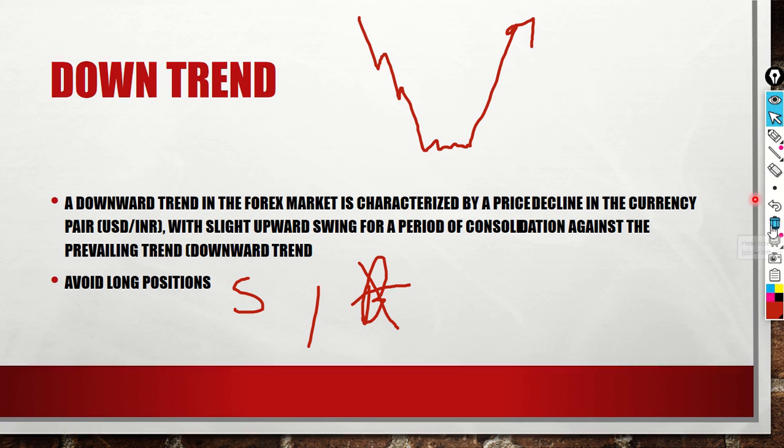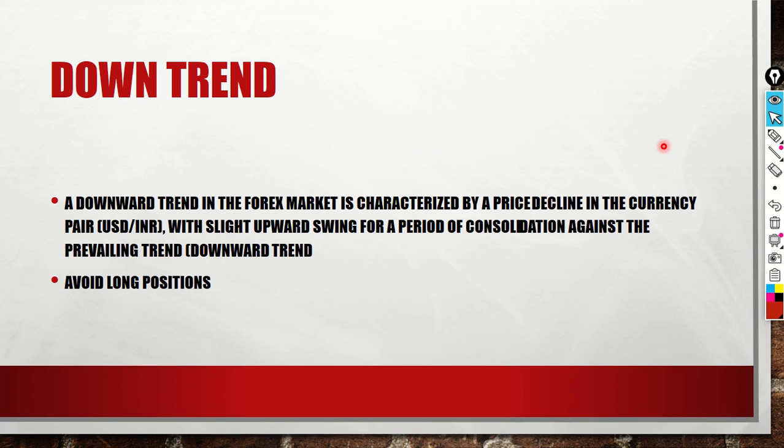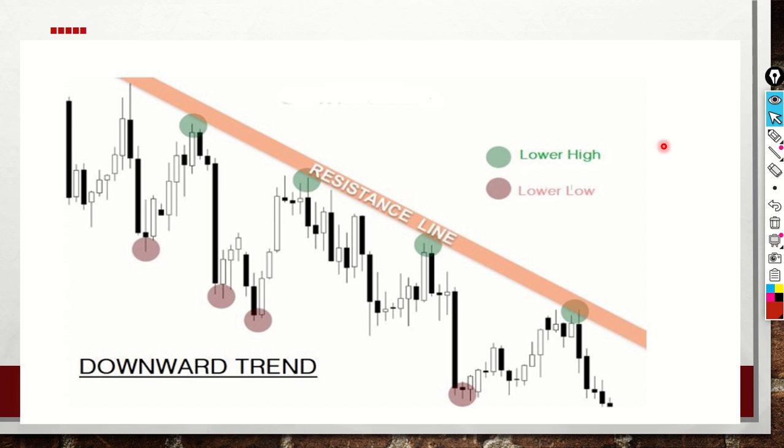Okay, so this is our slide on our downtrend. You can see that we have lower highs. The next high is lower than the previous high. This is our high, the next high is lower. And we also have lower lows. The low is lower than the previous low. So this is the downtrend.